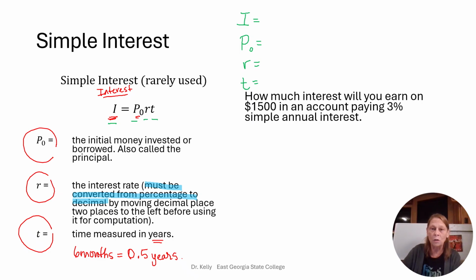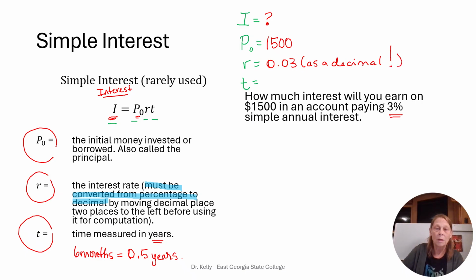And now I'm going to just pick that information out of the question. So it says, how much interest will you earn? So it's wanting to know how much interest. So that we don't know. On $1,500, well, that is how much money we're earning interest on. So that's the principal. In an account paying 3%. Remember, you have to write as a decimal. And time, it's annual, so time is equal to 1. We'll talk about all those little words here in a second.